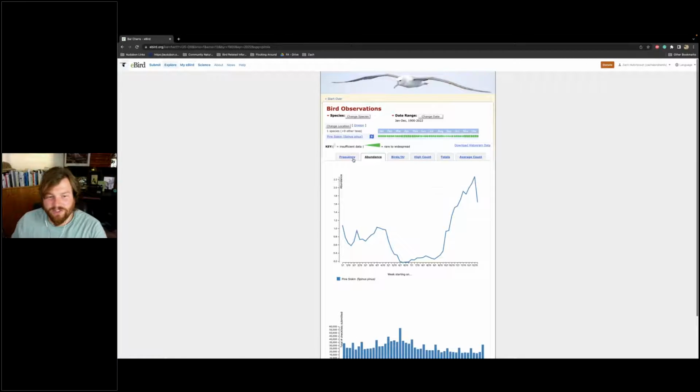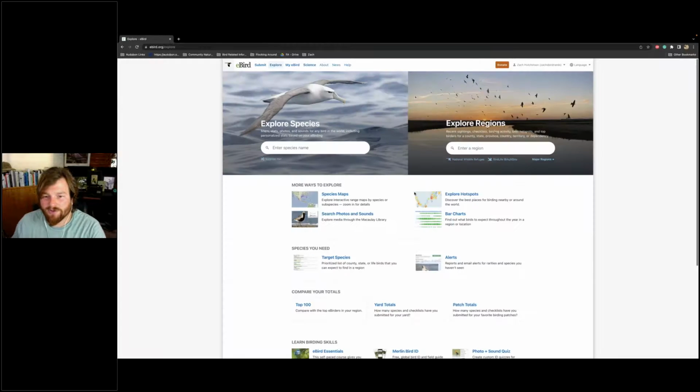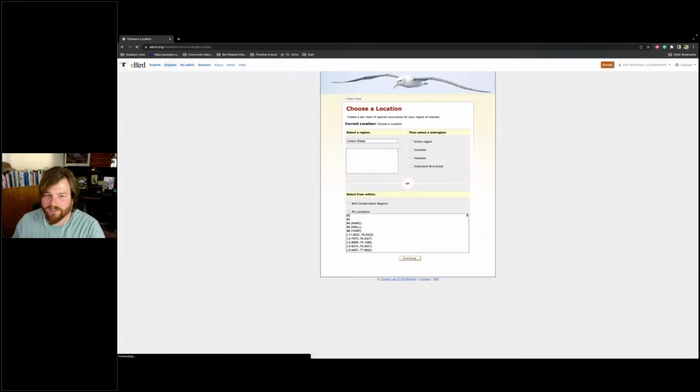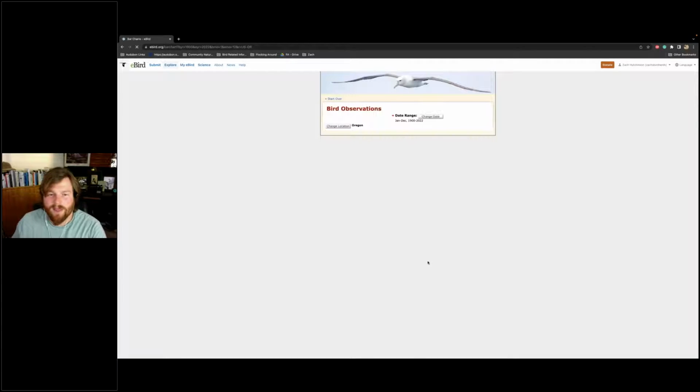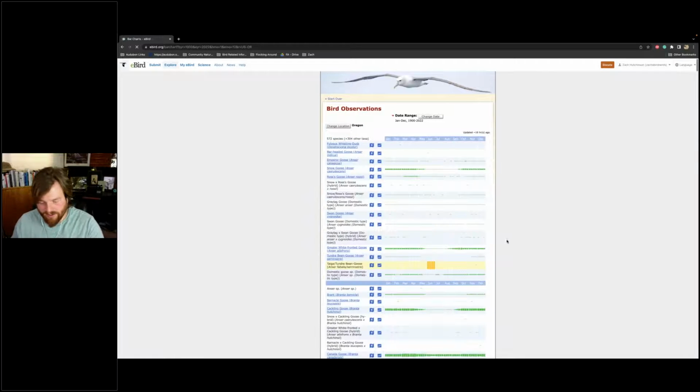Now, there are different tabs here. The way I got to this real quick, though, you go to Explore. I'll show you how to walk through this. So you click on the Explore tab in eBird. You click on bar charts. Find the state that you want to do. You can do an entire region. You could do a county. I'm going to do the entire region. And then it pulls this up. Now, I'll do a quick thing.